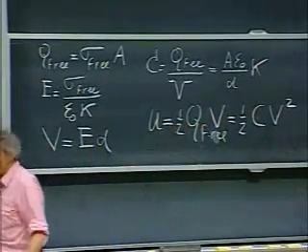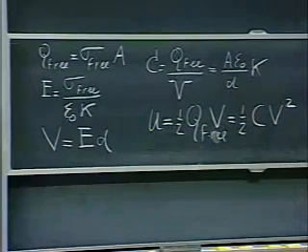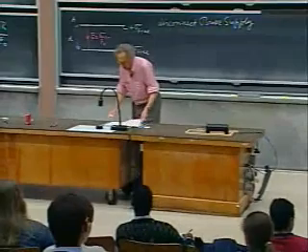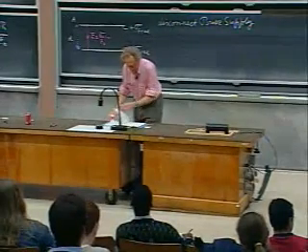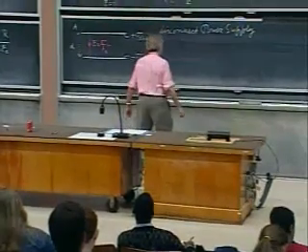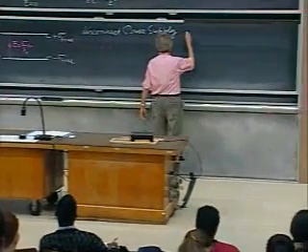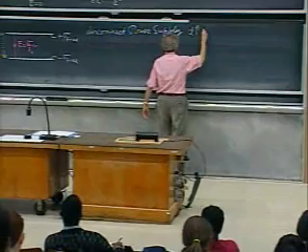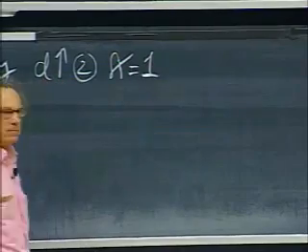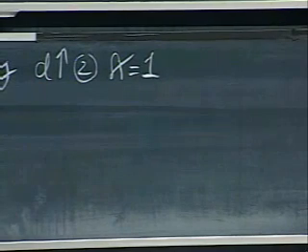The first thing I'm going to do, with the power supply disconnected, I'm going to increase the distance D between the plates. I'm going to double the distance. So D goes up by a factor of 2. But kappa remains 1, just air. No dielectric yet.